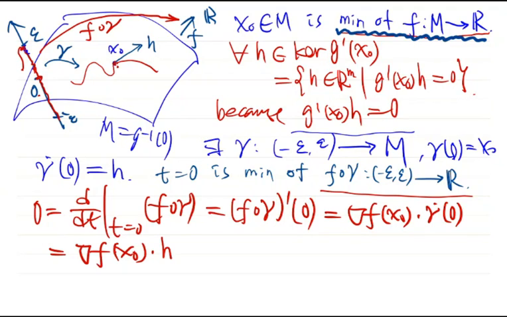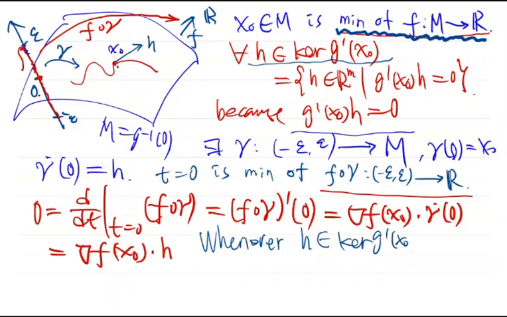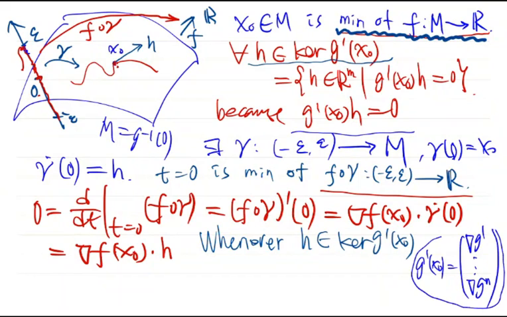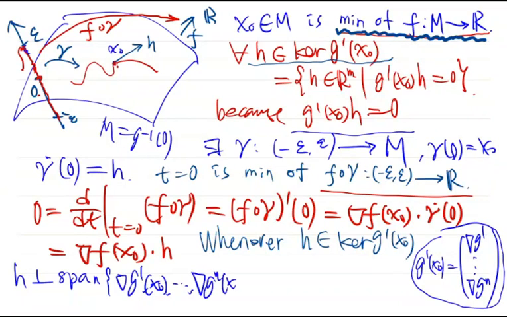So this means that whenever h belongs to the kernel of the derivative matrix g prime x0, whose rows are the gradient of g1 up to the gradient of gn, h belonging to the kernel of this matrix means that h is perpendicular to the span space of the gradients of g1 up to gn at x0, right?